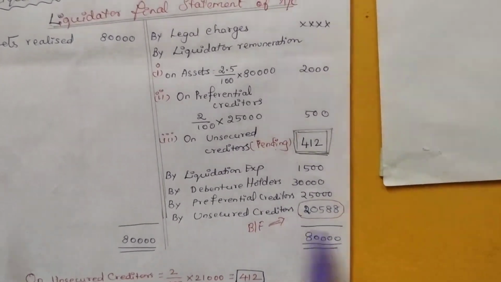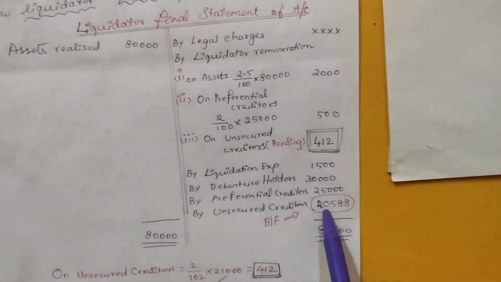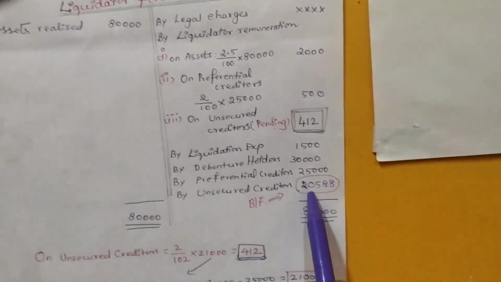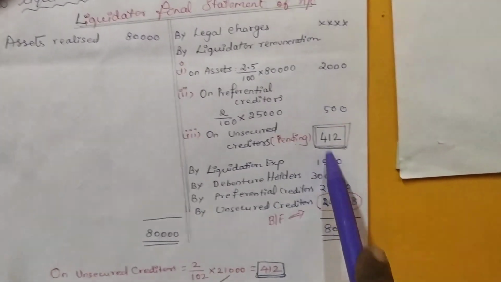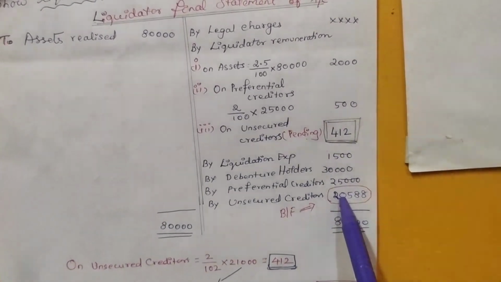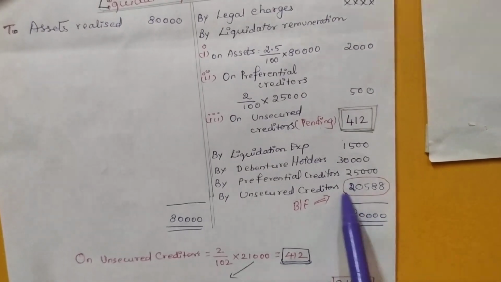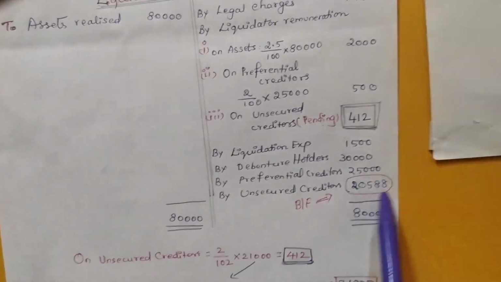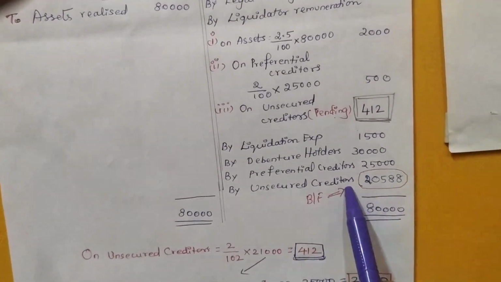If you balance the two sides, you get this amount. What is that? 20,588. So on this side all the amounts are filled in. This 412 you have to take here. Then you add all these things and deduct from 80,000. What is the balance you have? 20,588. So this is the amount paid to unsecured creditor.